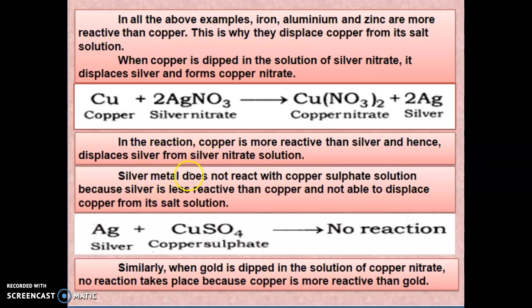The silver metal does not react with copper sulfate solution because silver is less reactive than copper and is not able to displace copper from its salt solution. So when silver reacts with copper sulfate, since silver is less reactive than copper, no reaction will take place. Similarly, when gold is dipped in the solution of copper nitrate, no reaction takes place because copper is more reactive than gold.